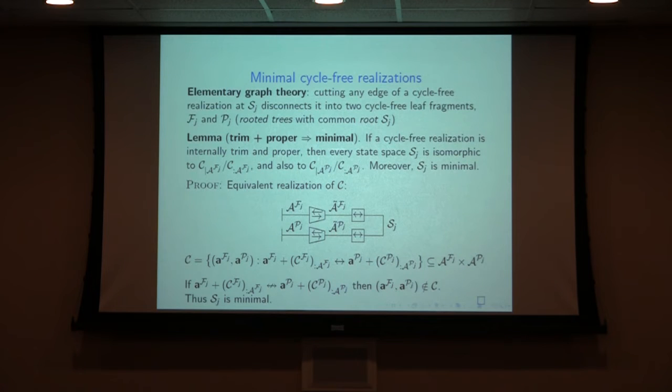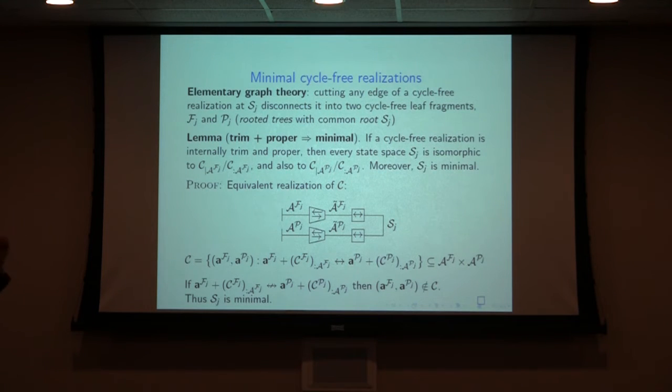So if I have a cycle-free realization, I know from elementary graph theory that if I cut any edge, that's going to be a cut set. I'm going to cut it into two parts, each part being a cycle-free leaf fragment, as depicted down here. I've cut at Sj. So two rooted trees with a common root. So suppose the whole graph started out being internally trim and proper, the whole realization.